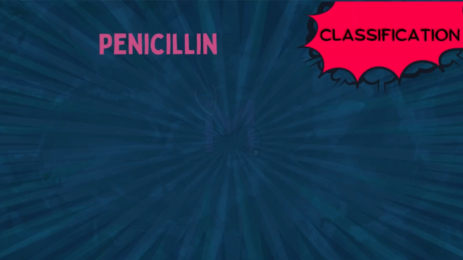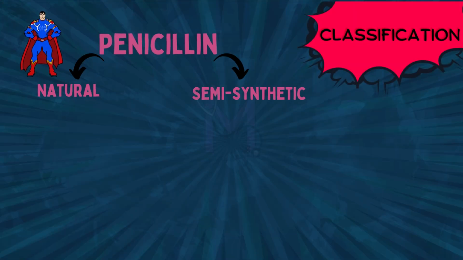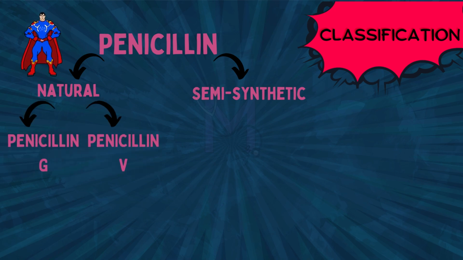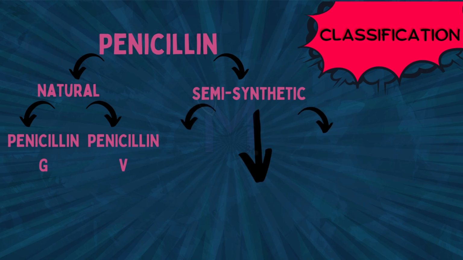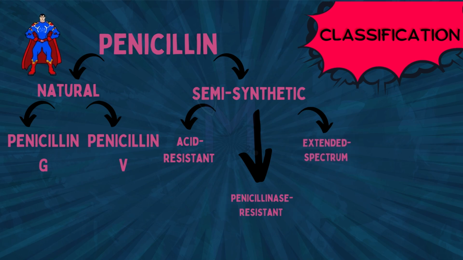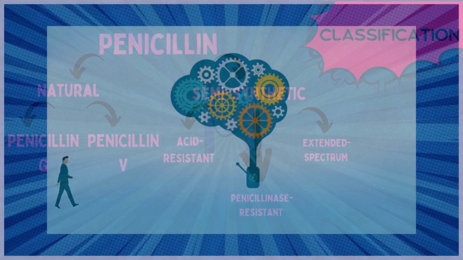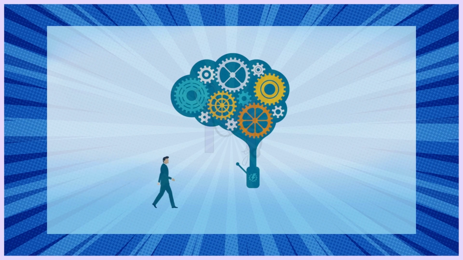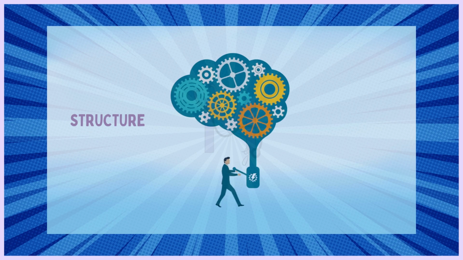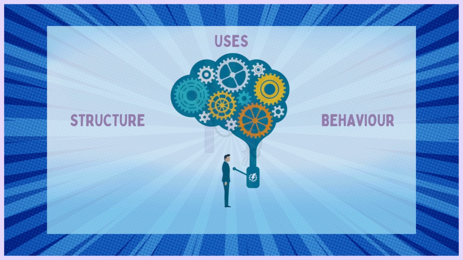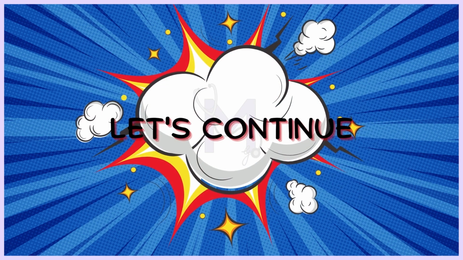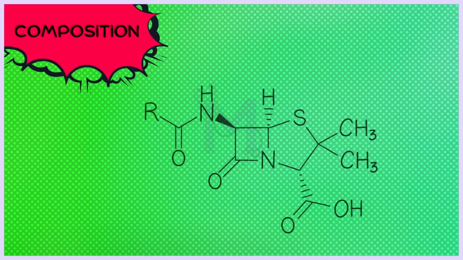Penicillin is divided into two types, natural and semi-synthetic. Natural penicillin includes penicillin G and penicillin V. Semi-synthetic penicillin is further classified into three types: acid-resistant penicillin, penicillinase-resistant penicillin, and extended-spectrum penicillin. Now you might be wondering, why are there so many varieties of penicillin? Do they share a structure? Do they behave similarly? Do they share similar uses? Let's explore the subject further to learn more.